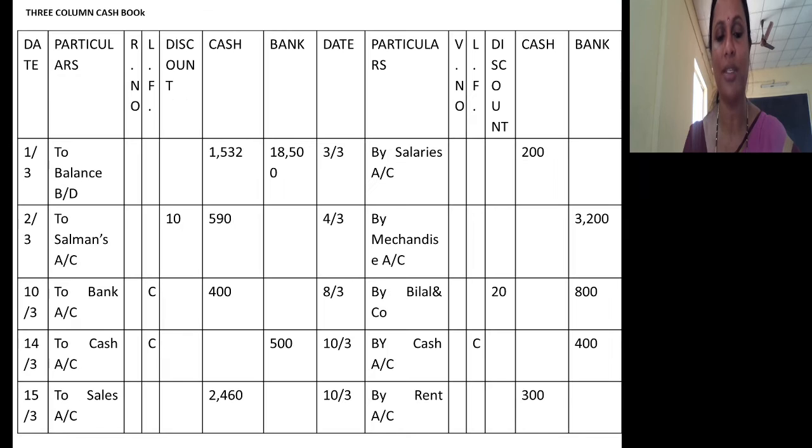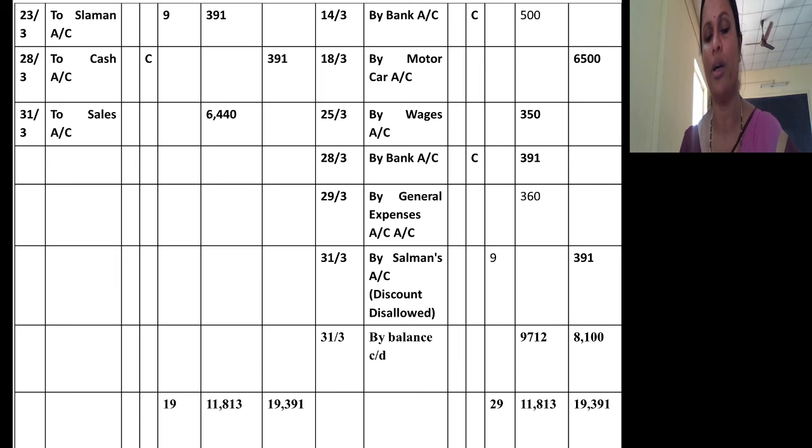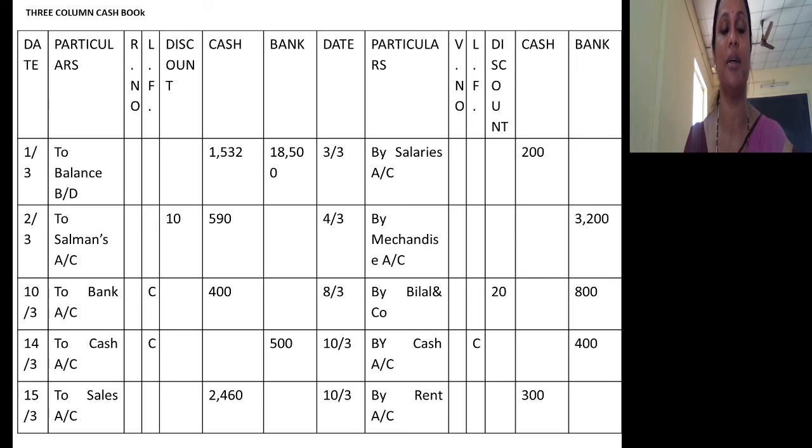So what's the journal entry? Salman's account debtor to what account? To bank account. On the credit side of the bank column 391. We allowed him a discount, and that must be disallowed. So that's why 9 rupees is recorded in the discount received column.